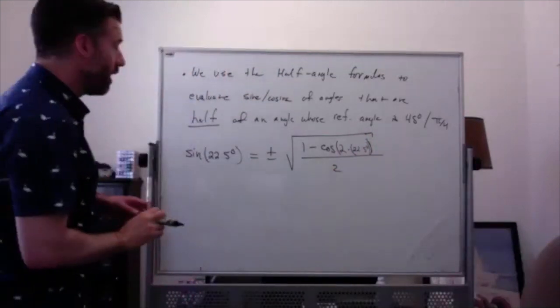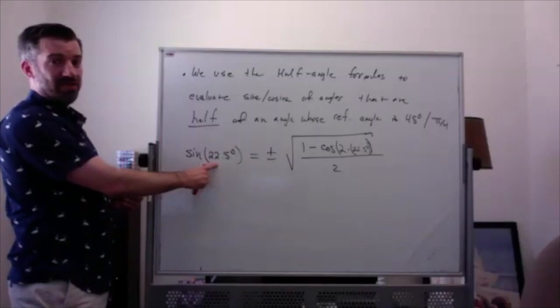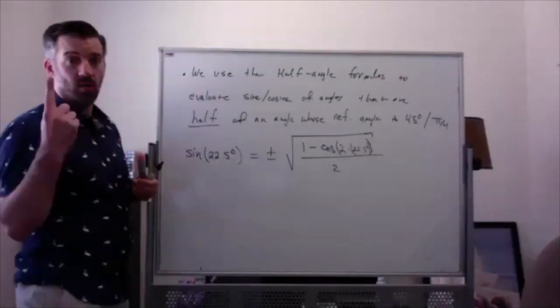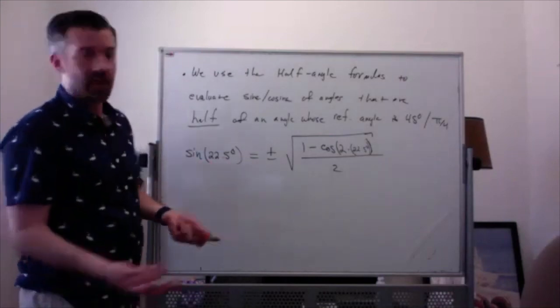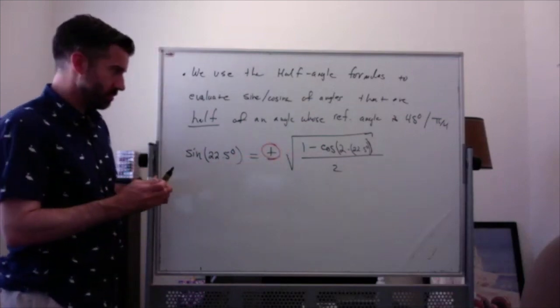That would be terrible. So then, a couple things. What quadrant is this angle in? 22.5 degrees is definitely in quadrant 1. So from quadrant 1, we know sine, we know all trig functions really, but sine specifically is positive in quadrant 1.